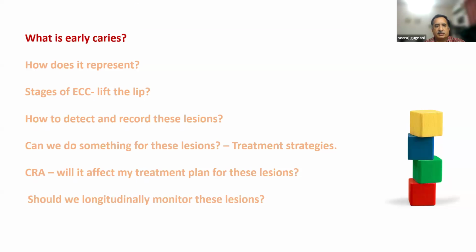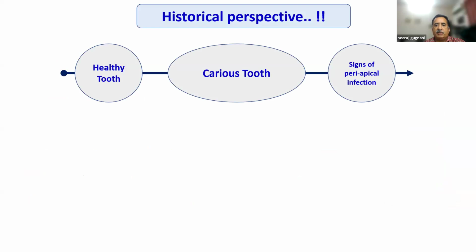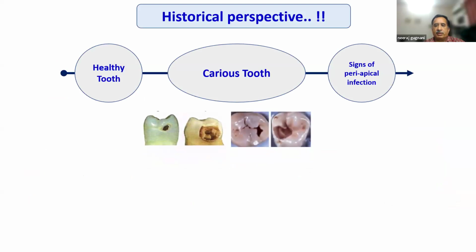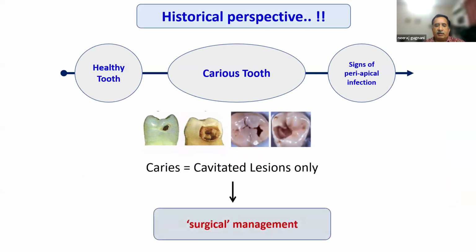So what are early caries lesions? We know that historically we have been diagnosing or detecting caries at the cavitated stages only, as was told in the previous two lectures. That means we have been taught since ages that caries is nothing but a carious tooth. So that's why our treatment strategy for all these cavitated lesions has always been surgical management. But this has been a historical concept.